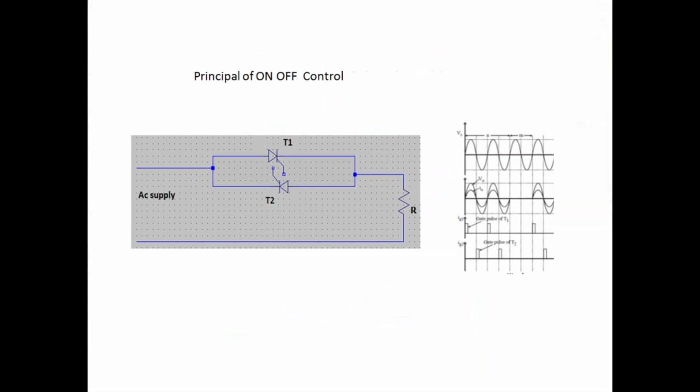Here we are studying the on-off based AC voltage controller. Here we can see we are connecting the primary and secondary of a transformer. Here you will see the secondary of a transformer. This is coming from the secondary of a transformer.